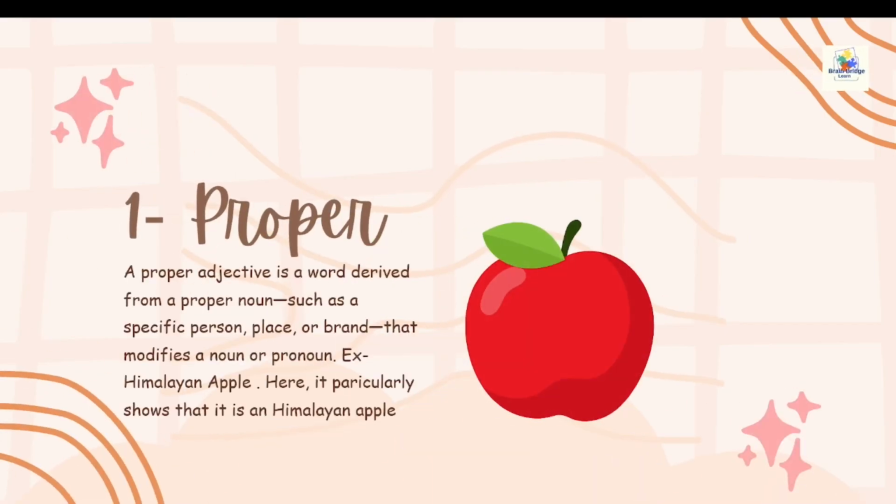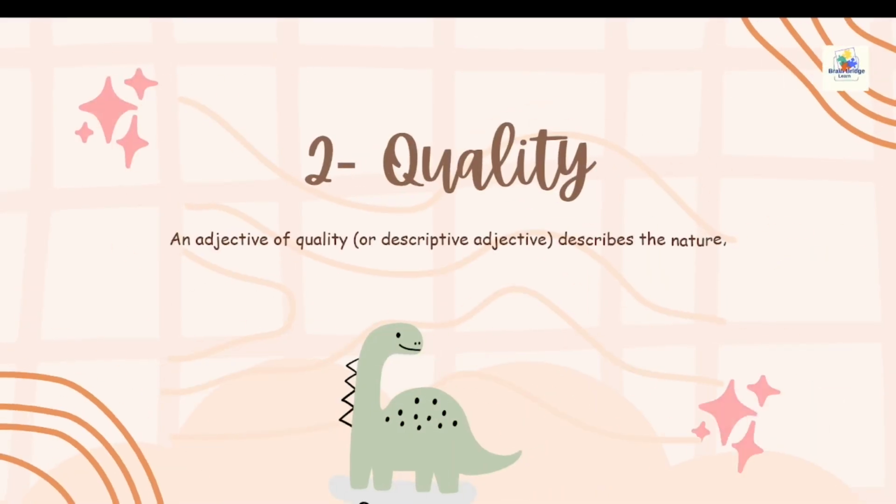First is proper. A proper adjective is a word derived from a proper noun, such as a specific person, place or brand, that modifies a noun or a pronoun. Example, Himalayan apple. Here it particularly shows that it is a Himalayan apple. A proper adjective is something of a proper noun that is describing a noun. Which type of apple is it? Himalayan.